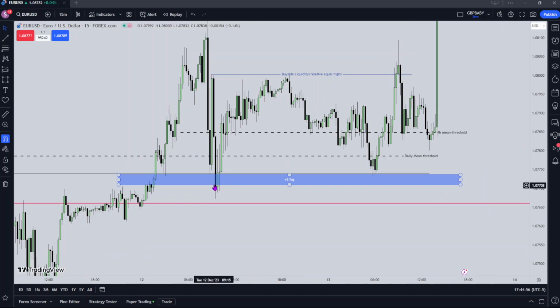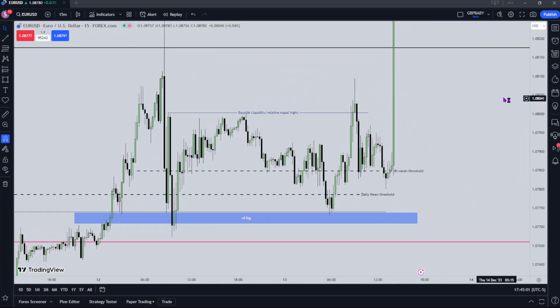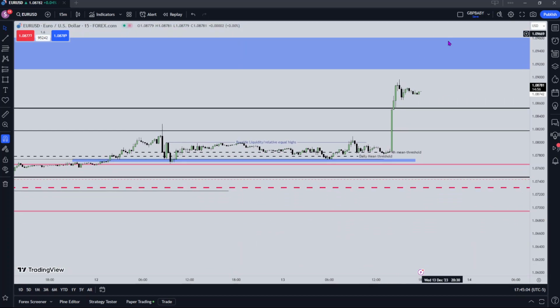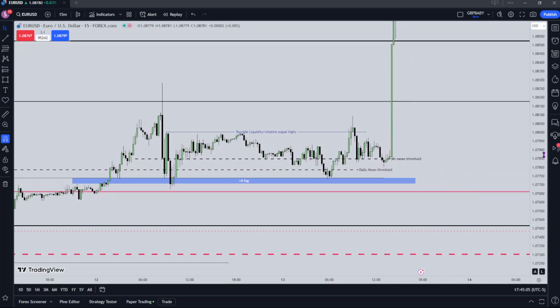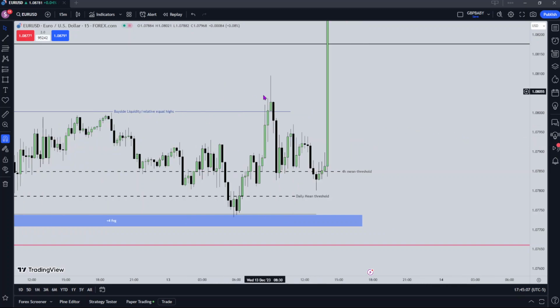Well, we grab some here, we accumulated some more here, and then we let go of some here. But remember, we still have all this imbalance up here to be trading into. So that's one thing to take into account. But we let go of that, then we trade down. And as we were trading down, this is where we start looking at the 4 hour mean threshold. Is it going to respect it?